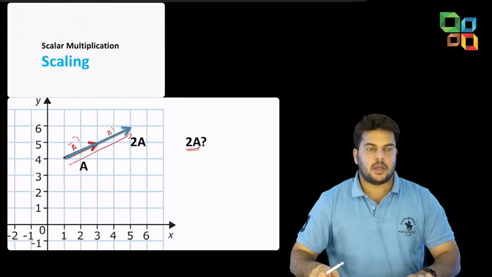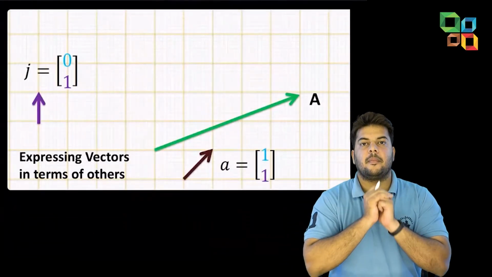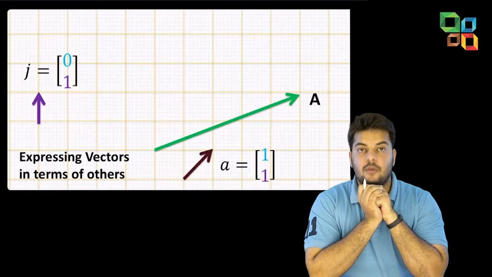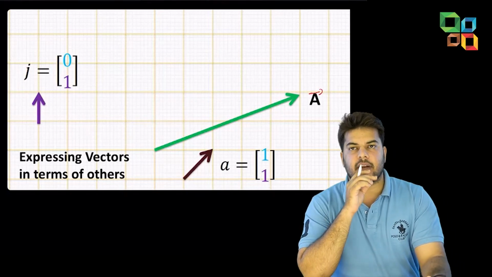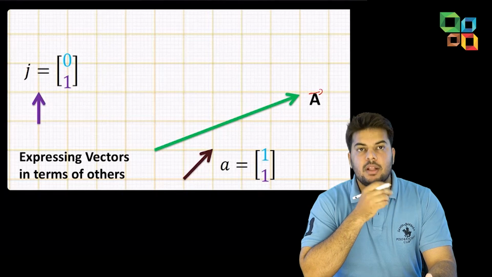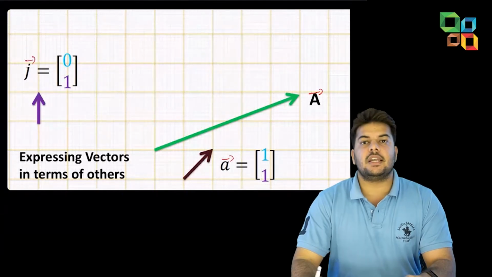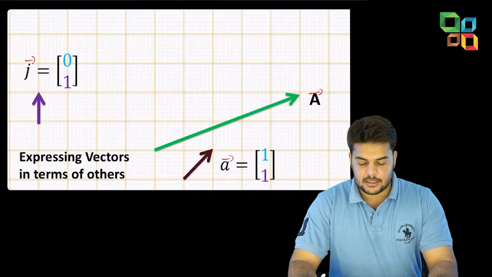Okay. Now comes the puzzle. Here's the puzzle for you. You have to write the capital A vector in terms of the small a vector and the J vector. You know the J vector, right? J vector is basically (0, 1). So you have to write capital A vector in terms of small a vector and J vector.